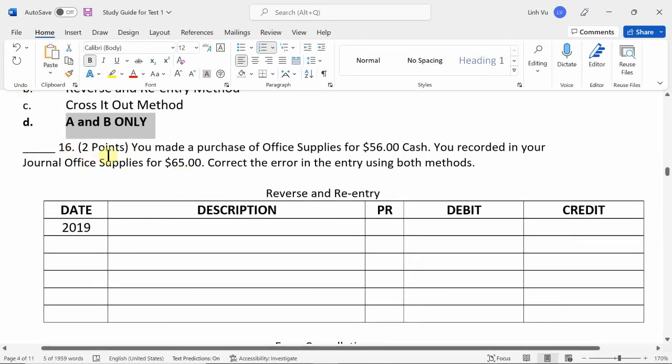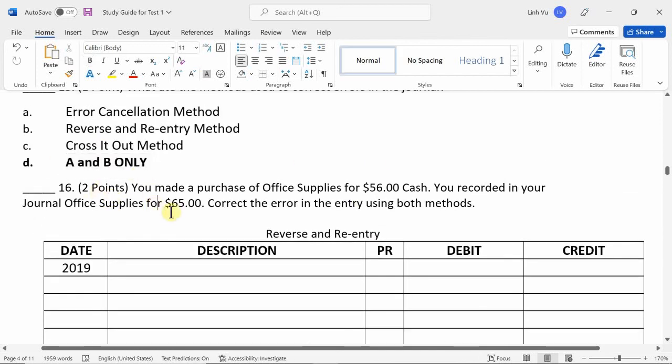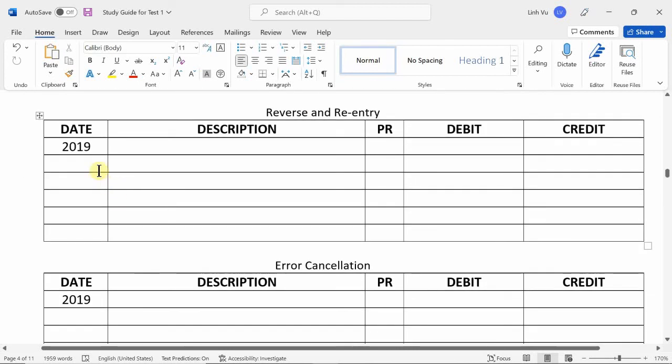Number 16, okay? You made a purchase of office supplies for $56 cash, and of course, you recorded it in your books as office supplies for $65. Correct the error in this entry using both methods. So in this case, let's practice the reverse and reentry. I put in my books that I purchased $65 worth of supplies when in reality I only purchased 56. So how do I reverse this entry?